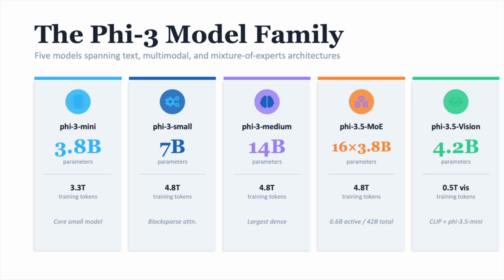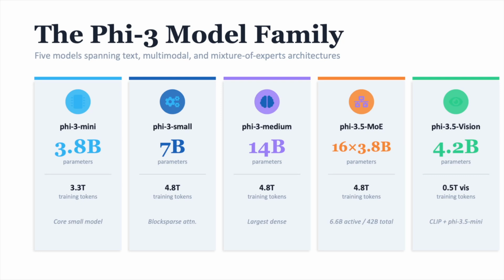Now let me walk you through the full model family, 5 models in total. Phi-3 Mini is the 3.8 billion parameter base trained on 3.3 trillion tokens and small enough to run on a phone. Phi-3 Small at 7 billion introduces a block sparse attention mechanism that distributes different sparsity patterns across heads to reduce memory usage. Phi-3 Medium at 14 billion is the largest dense model.